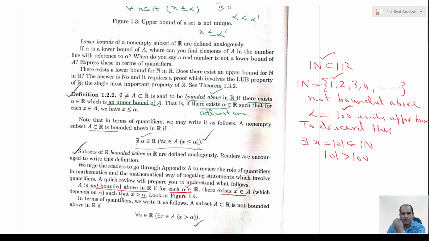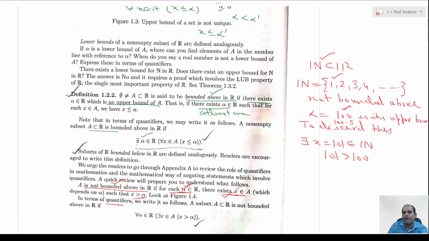So whenever a claim is given, whenever any real number alpha is given, say 100 or 100.5 or 100.3 or any other real number, and we need to show that this is not its upper bound, then I need to produce at least one member from the given set which exceeds this alpha. So this is the technique we will use to show that A is not bounded above in R.